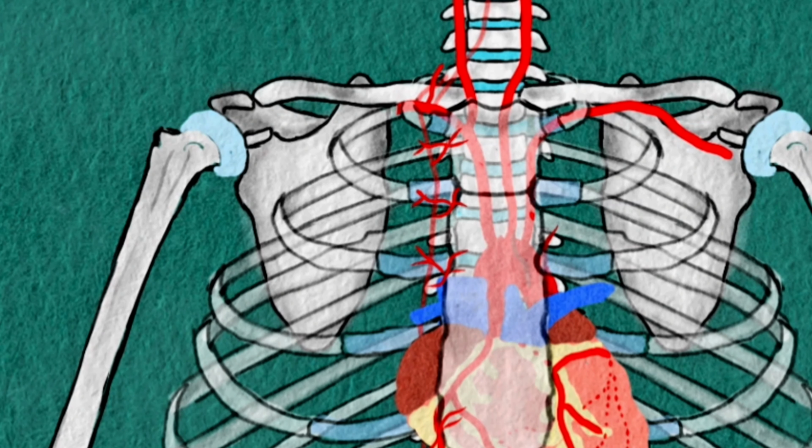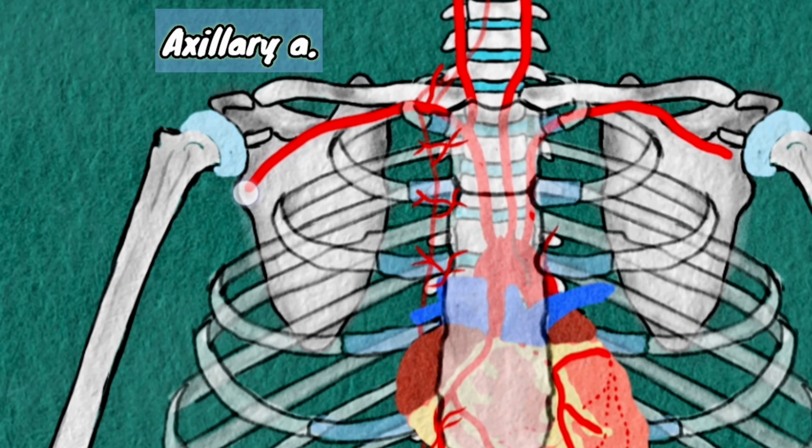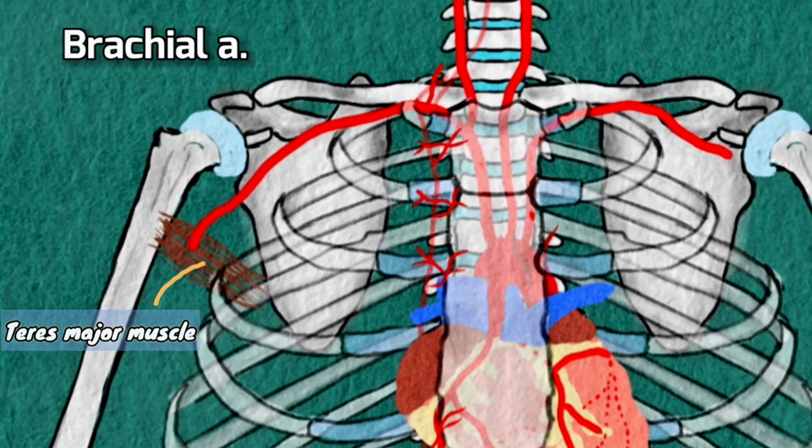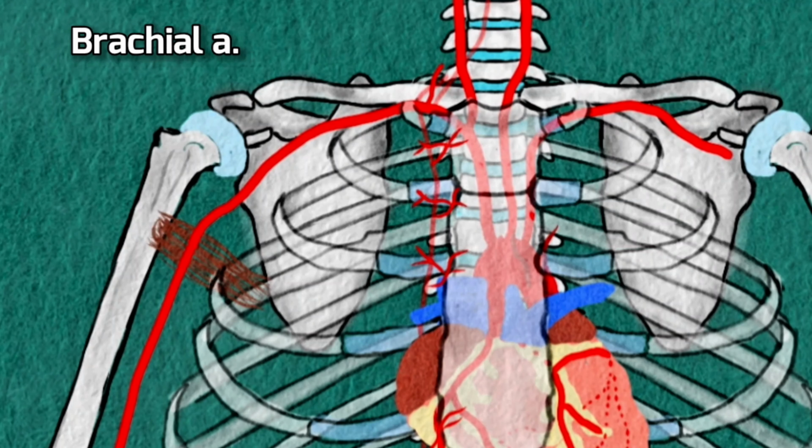The proper name for our armpit is the axilla. So as this artery passes through the armpit, it is known as the axillary artery. It continues down the medial aspect of the arm, and at the level of teres major muscle, it becomes known as the brachial artery, which supplies the anterior compartment of the arm.